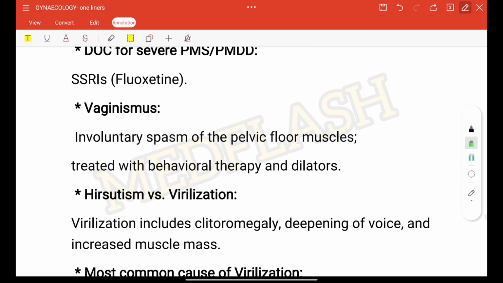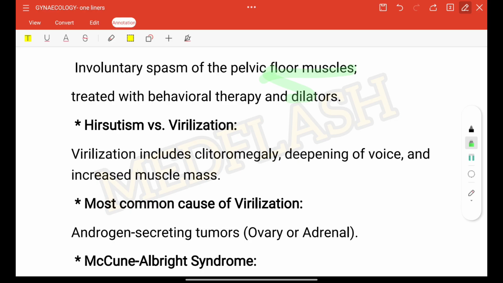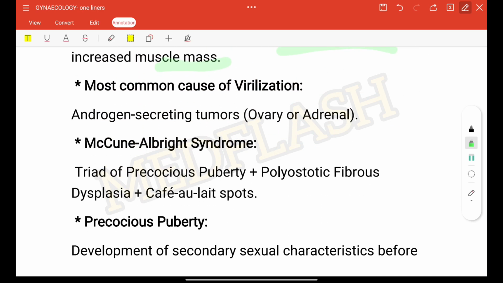Vaginismus: involuntary spasm of the pelvic floor muscles, treated with behavior therapy and dilators. Hirsutism versus virilization: virilization includes clitoromegaly, deepening of voice, and increased muscle mass. The most common cause of virilization is androgen secreting tumors.